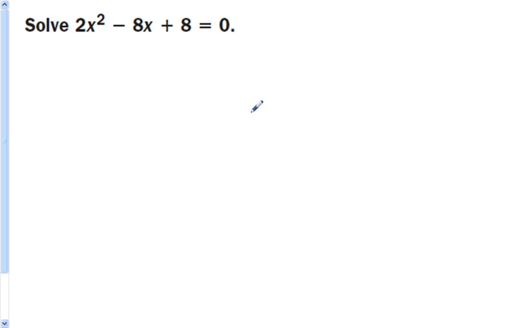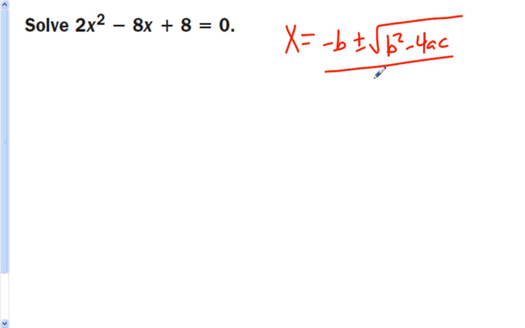We're going to solve 2x squared minus 8x plus 8 equals 0 using the quadratic formula. So again, the quadratic formula is x is equal to negative b plus or minus the square root of b squared minus 4ac, divided by 2a.